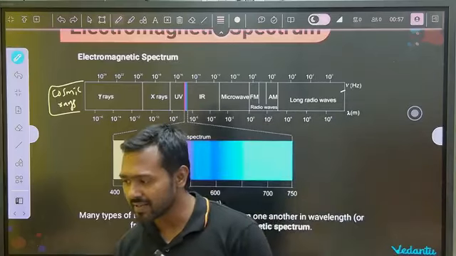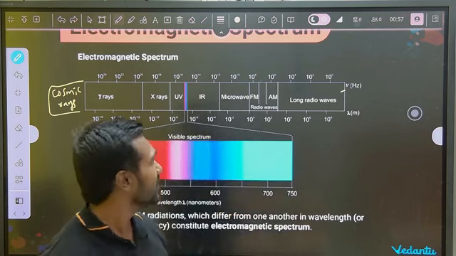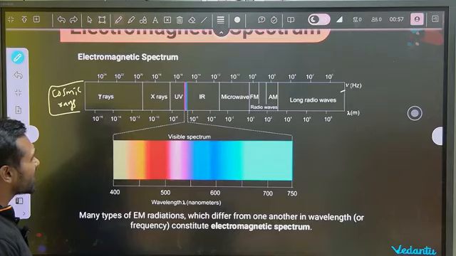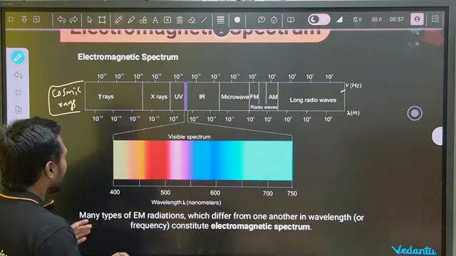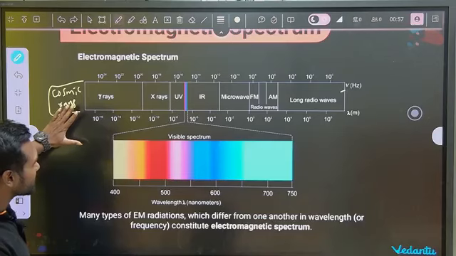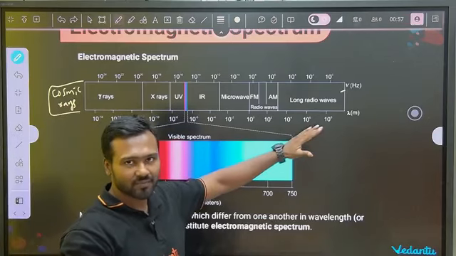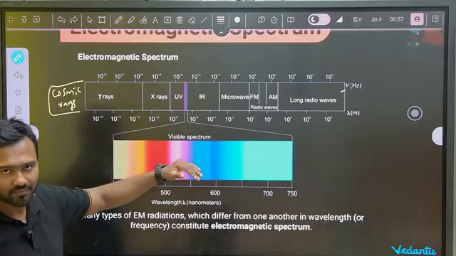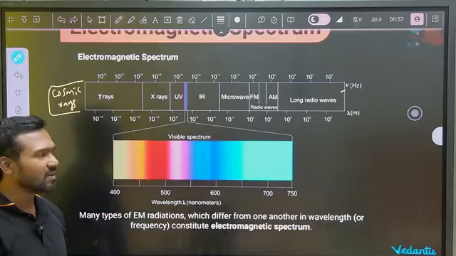So in this one, cosmic rays are highly energetic, and next gamma rays and X-rays and UV. See, this is according to the wavelength. Here the wavelength is less, so wavelength is in the increasing order. Our energy is in decreasing order because all are interrelated.